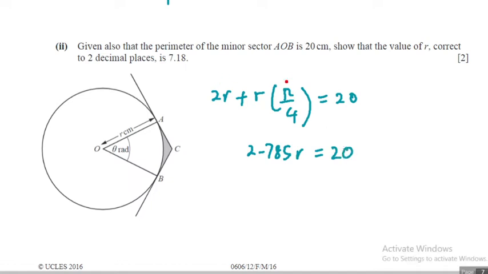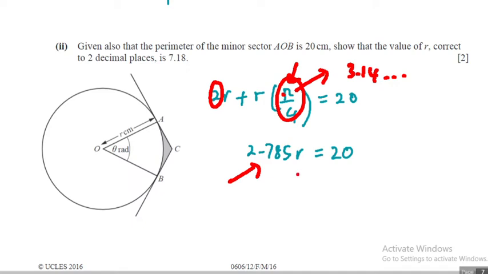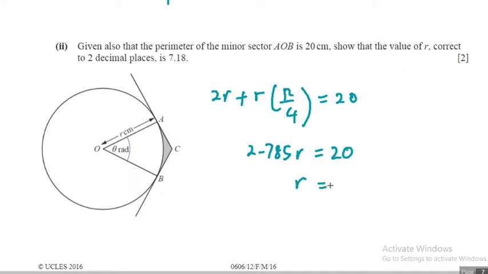You must know that this pi here is actually just a number. Pi is a constant, an irrational number, which is 3.142 and so on, or you can just press your calculator. So you have some R here and some R there. You total up the R, which is 2.785 R. Then from here we can find our R, which is 20 over 2.785.